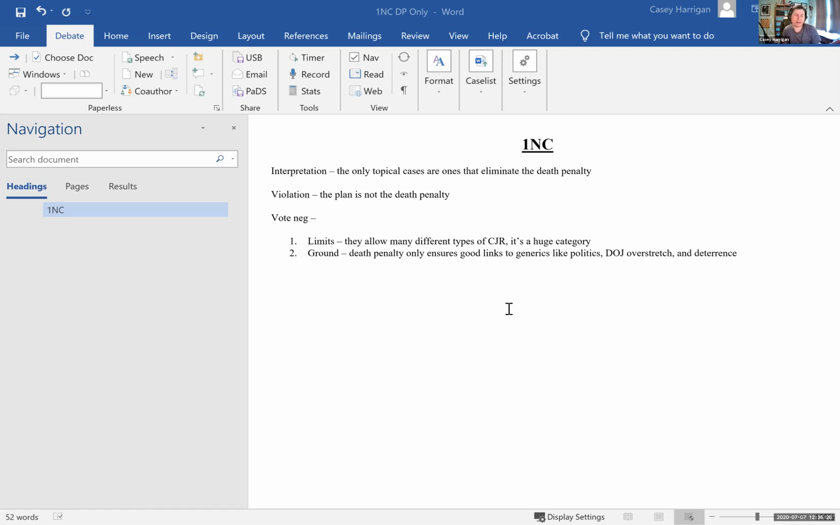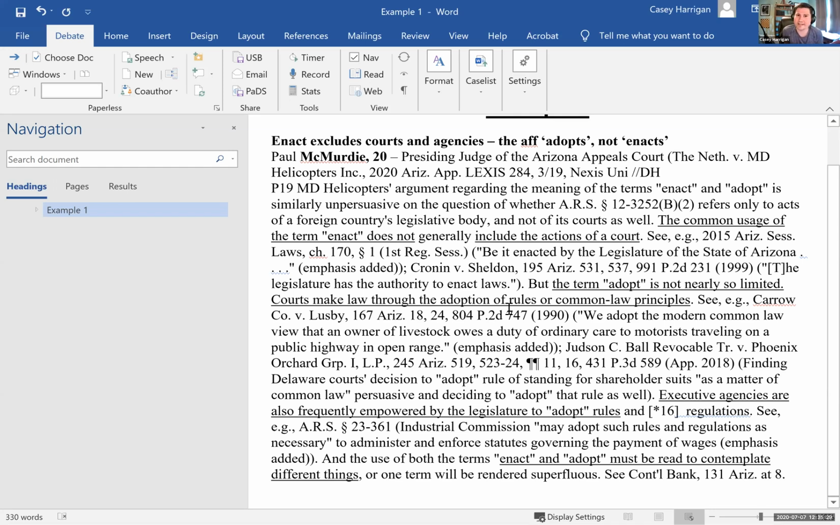this example. This is an example of a card that people read for topicality, enact, which is a common T argument. It is from a different camp, that you may be able to intuit what the name of the camp is, but I will leave their name out in order to protect the innocent. But this evidence says the common usage of the term enact does not generally mean the actions of the court. Then says it's not that limited. Then says executive agencies are frequently empowered to adopt rules. And then says enact and adopt must be read to contemplate different things. This evidence is being used to say that enactment cannot be the courts.